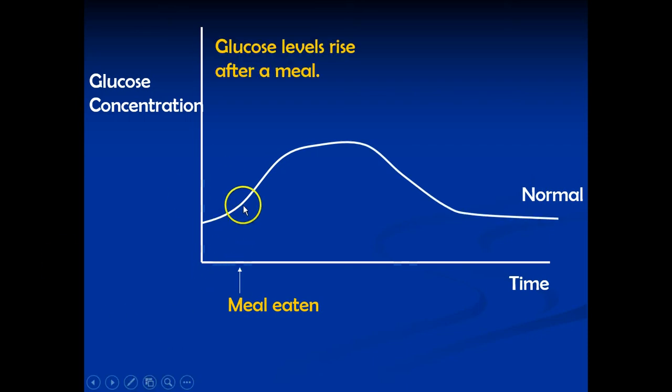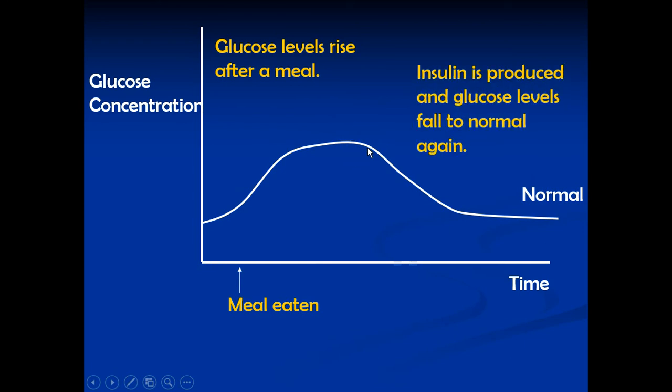After you eat your meal, the glucose levels in your blood rise. Then insulin is produced in your pancreas to take some of that glucose out of your blood, send it to your liver to be turned into glycogen, and those glucose levels fall back to normal.